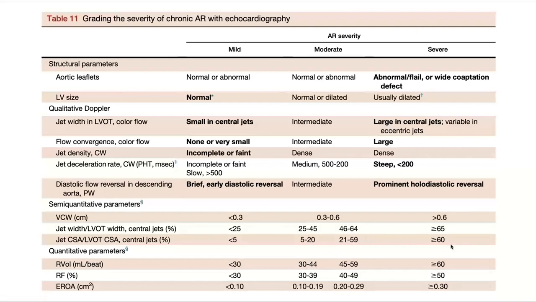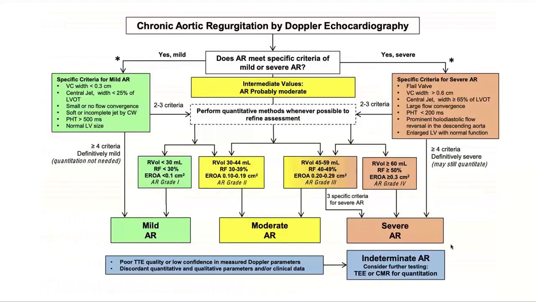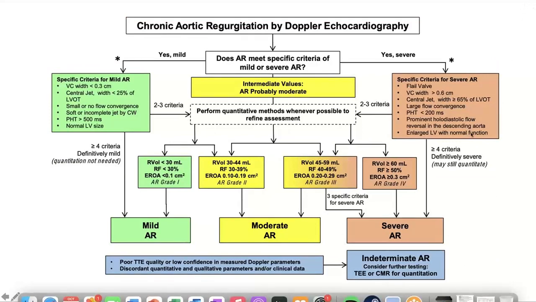And now, when you're trying to decide how to put all of these things together to really call it severe, just further down in the guidelines they give you a little bit of an algorithm to help you with that, especially for the ones where you're not sure if it's been completely validated. So the specific criteria: if you meet any of these and you have 4 or more fitting in this column, which include flail valve, pressure half-time, holodiastolic flow reversal in the descending aorta, you can go and call that severe AR.